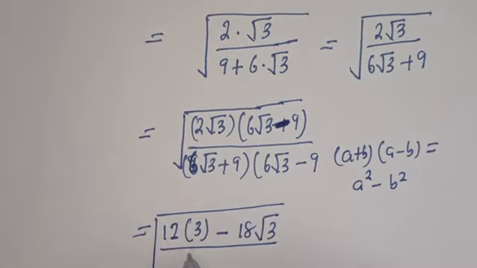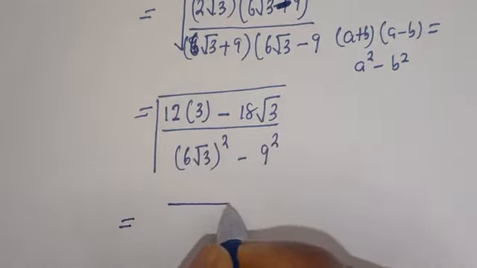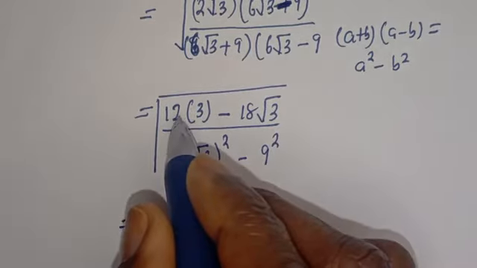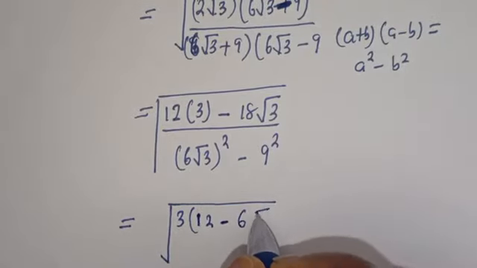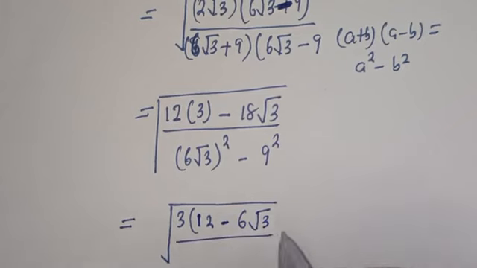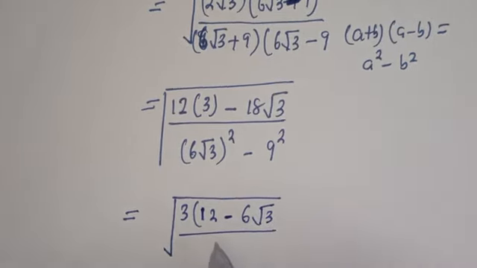Then this is 6 root 3 all square minus 9 square. Then this is equal to, we have square root of, here 3 is common, we can bring it out, 3 bracket 12 minus 6 root 3 divided by, the denominator will be what? 36 multiplied by 3 minus 9 square, that is 81.